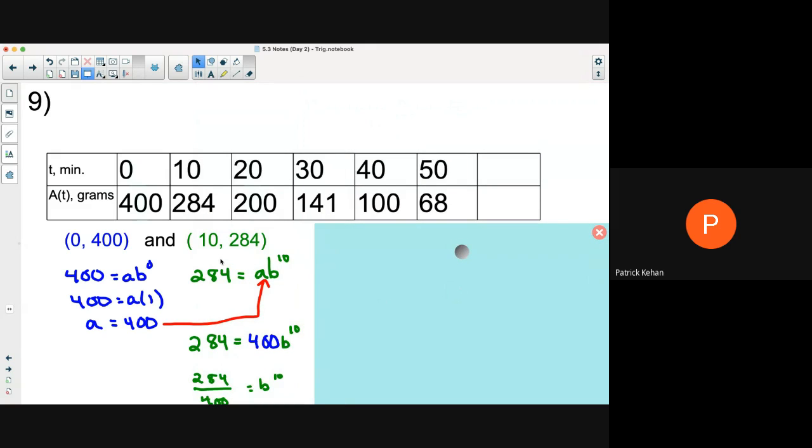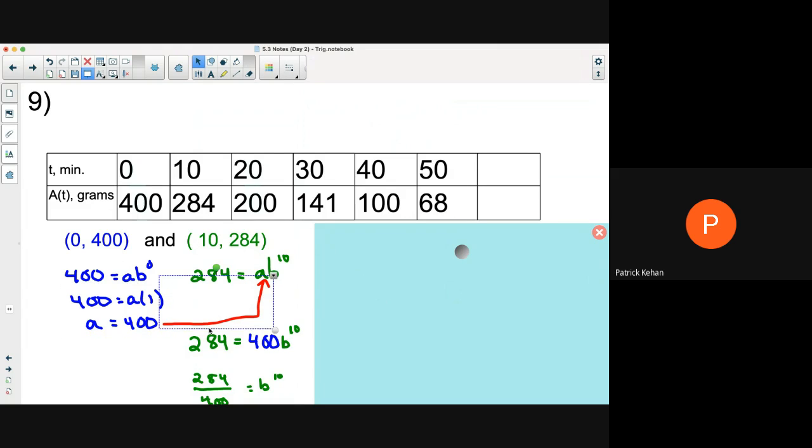And what I did is I looked at two consecutive values in the table. It's clearly an exponential decay model. So my first data point was 0, 400. My second data point was 10, 284. And I'm going to set up a system of equations like we did in the 5.31 lesson. So 400 equals AB to the 0. If you understand that this is a y-intercept just by the table, you know right away that the A value is 400, but B to the 0 is 1, giving us A is 400.